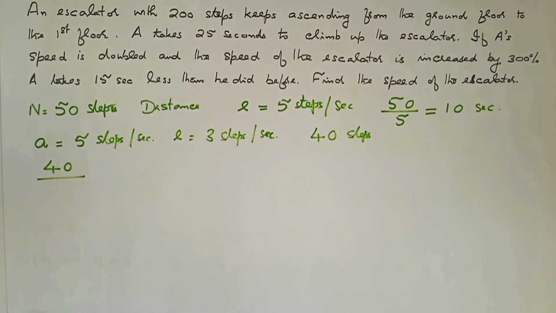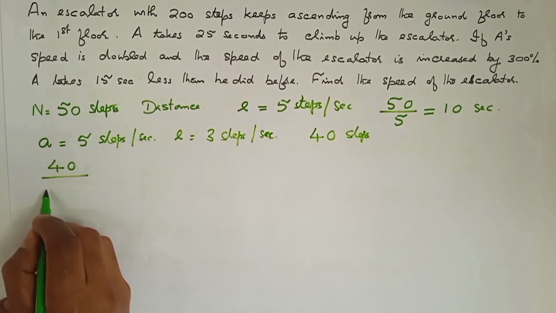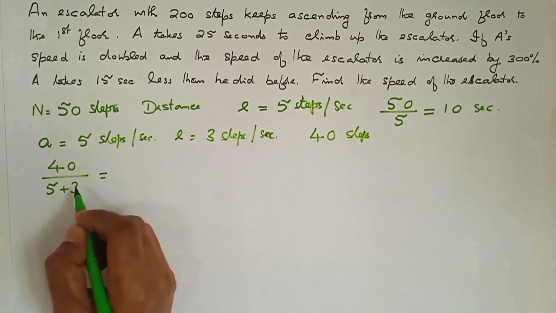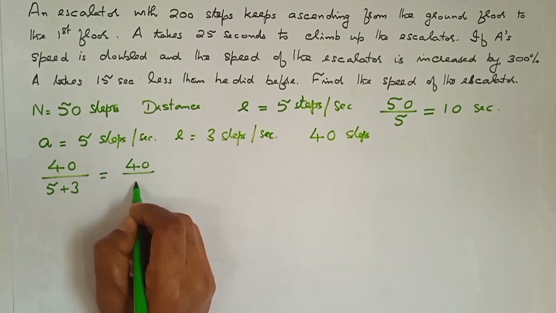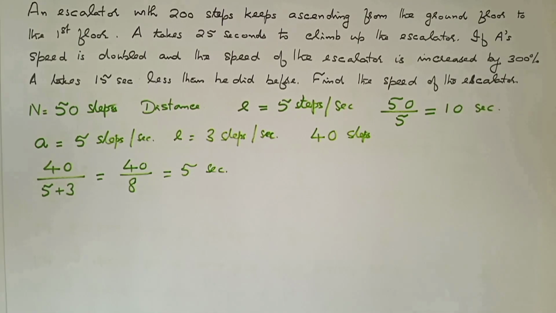On the assumption of a person climbing up on an escalator that's moving up, both are moving in the same direction. So in 1 second they will cover together 5 plus 3 steps. This is the effective speed. So this will come to 40 by 8, which is 5 seconds. This is the time taken by a person who is climbing up an escalator that's ascending or moving up.